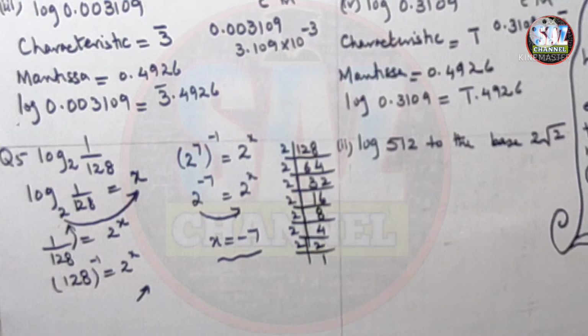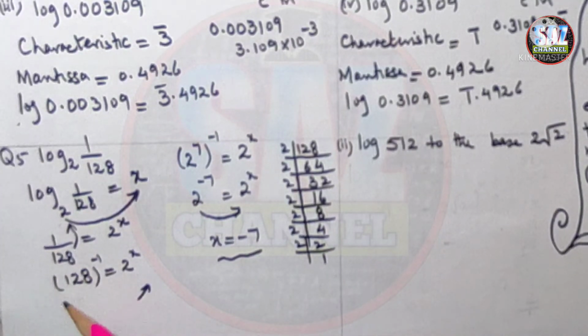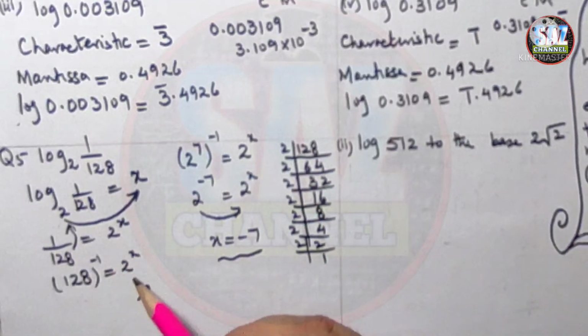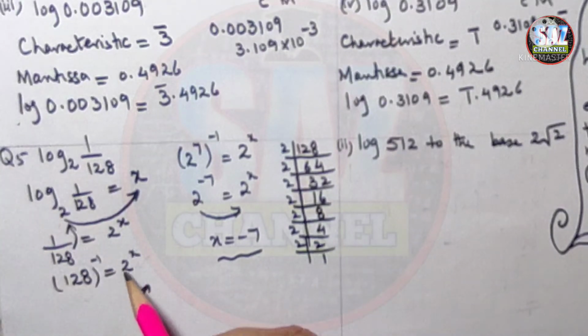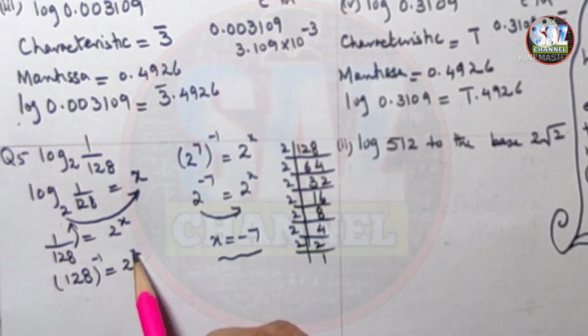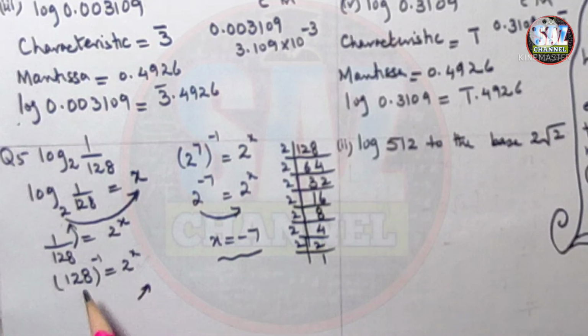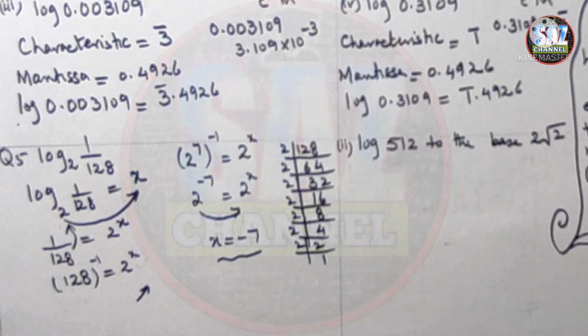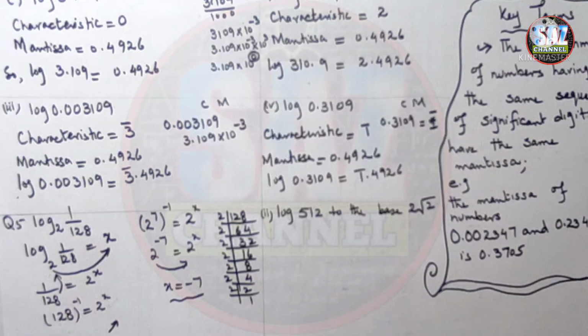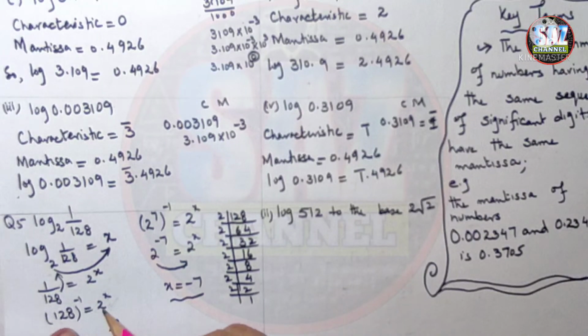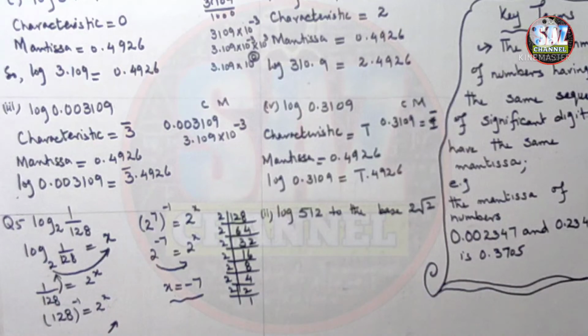Now, what is the reason we are writing 128 as the product of prime factors? Because on the right hand side the unknown is in the power, and the base is 2. In order to find this unknown, we have to create the same base on the other side. When the bases are the same, go back to the laws of indices: we have the same base on both sides, and then we can equate the powers. So for this question, x will be equal to minus 7.